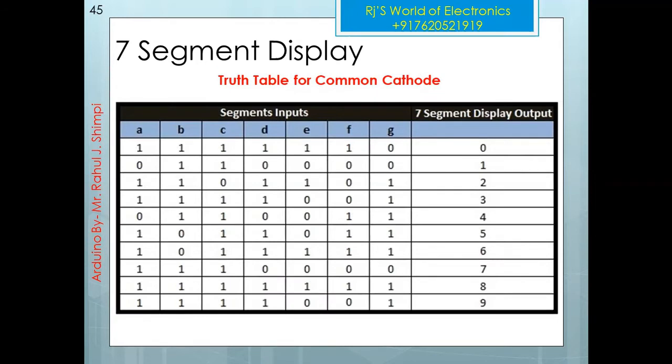This is the truth table for common cathode type of 7-segment display. In this display, the common terminal is connected to the ground potential. So, to glow a particular segment, for example, to display 0 on the common cathode display, we need to connect A, B, C, D, E, F to higher potential while the G segment to the lower potential. So, it will display 0 on the common cathode 7-segment display. Likewise, this truth table contains the values from 0 to 9.